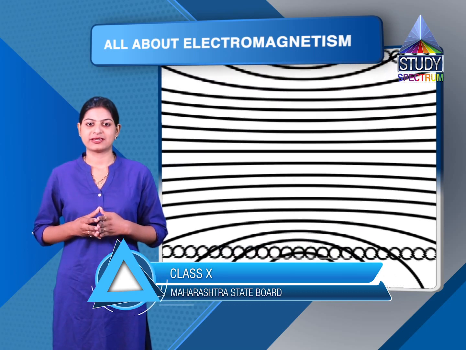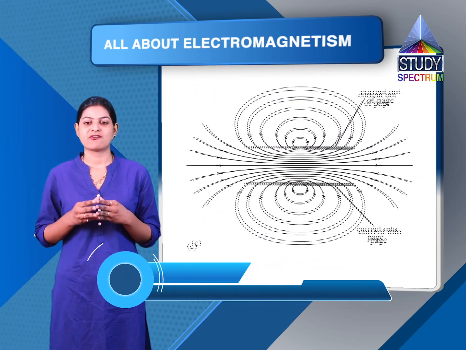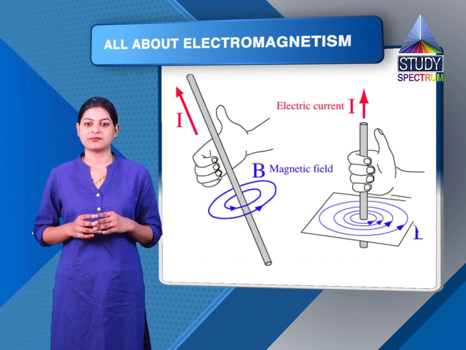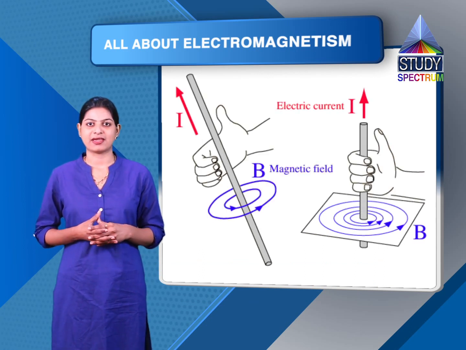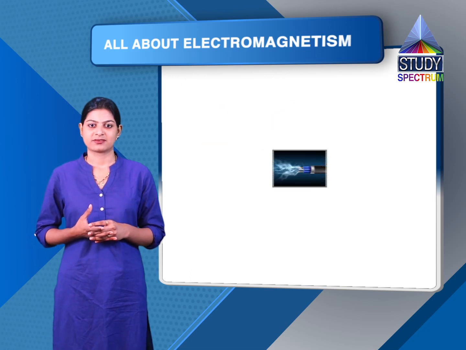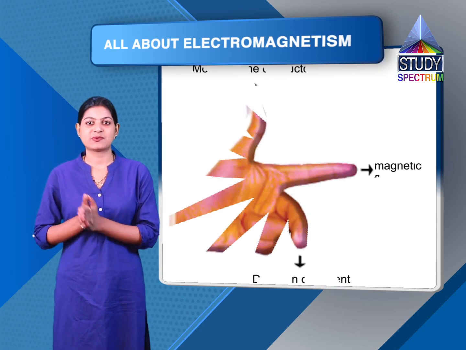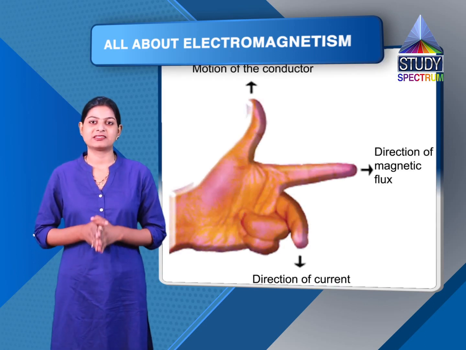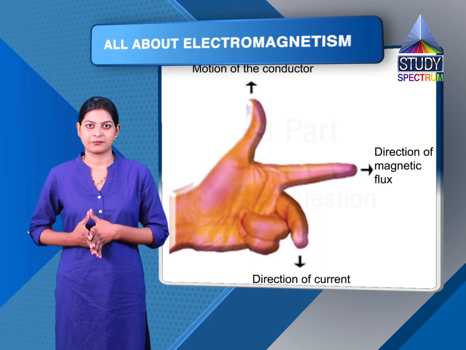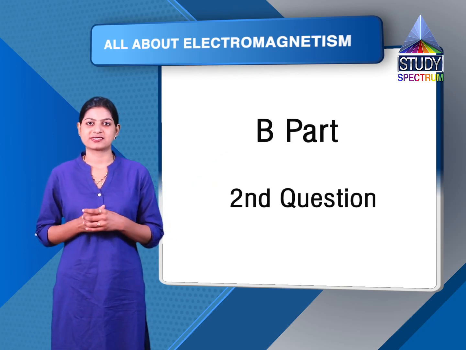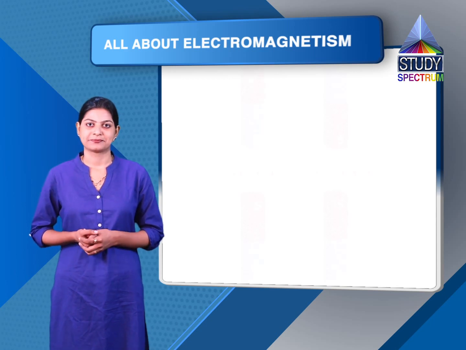The third question is: the direction of magnetic field around a straight conductor carrying current is given by dash. So the direction of electric current as well as the magnetic field is given by Fleming's left hand rule. The second question of the exercise, the B part, is state whether true or false.